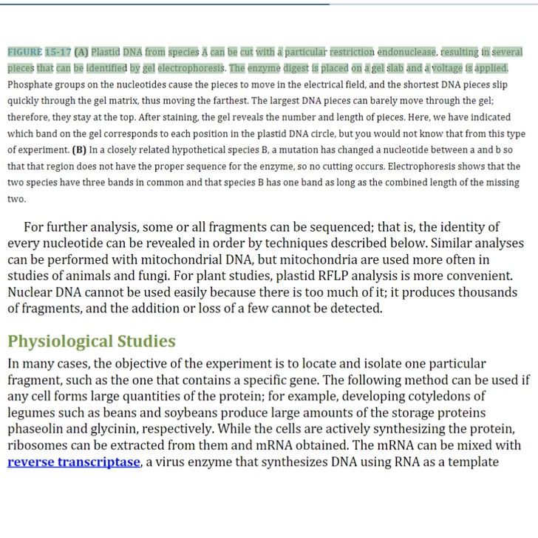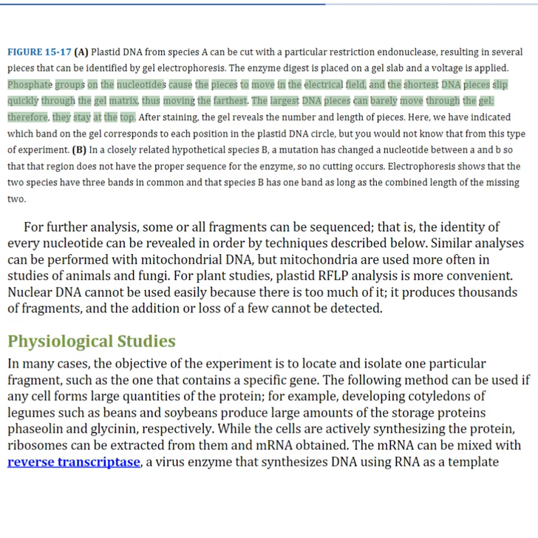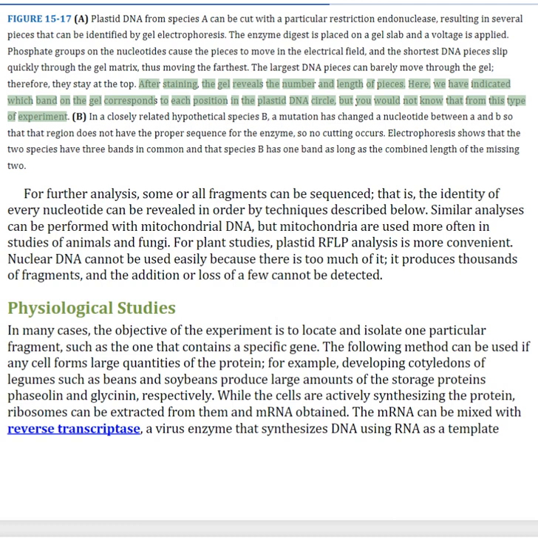The enzyme digest is placed on a gel slab and a voltage is applied. Phosphate groups on the nucleotides cause the pieces to move in the electrical field, and the shortest DNA pieces slip quickly through the gel matrix, thus moving the farthest. The largest DNA pieces can barely move through the gel, therefore, they stay at the top. After staining, the gel reveals the number and length of pieces. Here, we have indicated which band on the gel corresponds to each position in the plastid DNA circle, but you would not know that from this type of experiment.